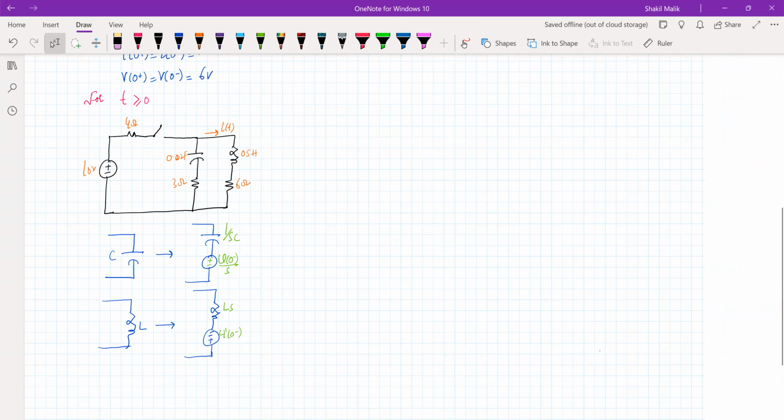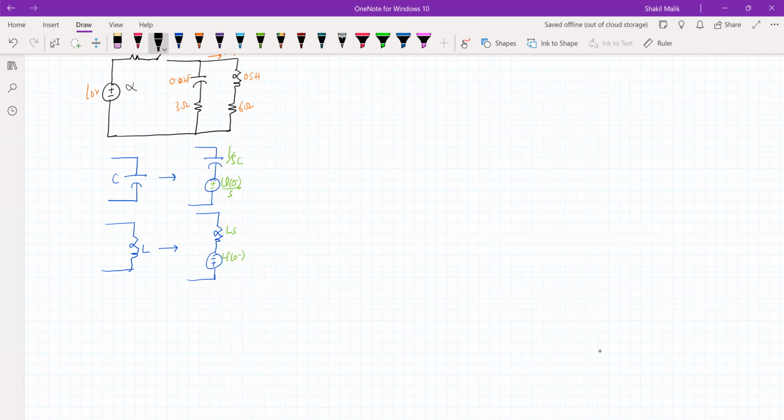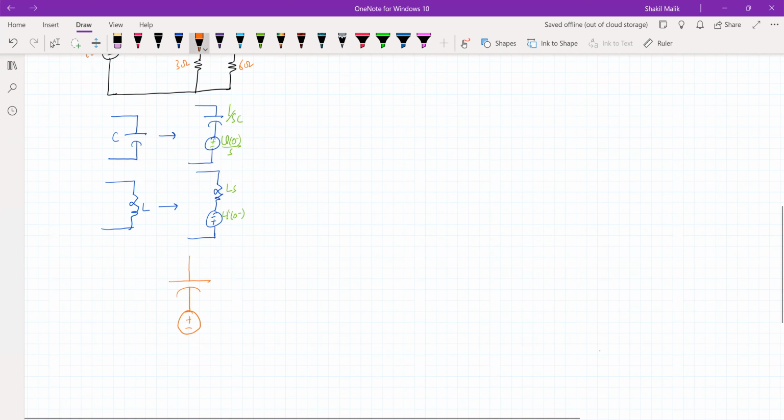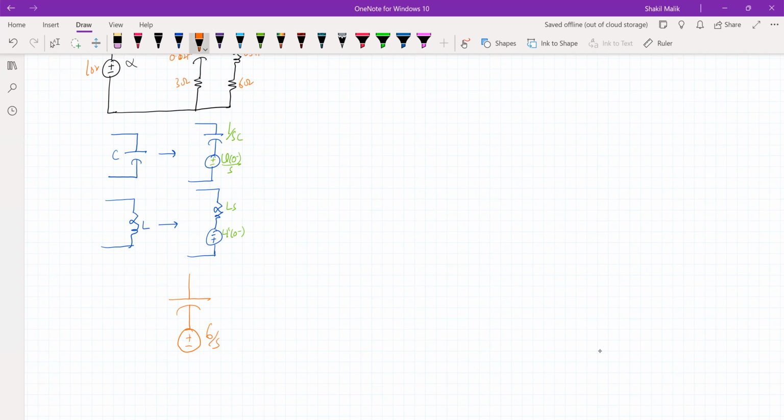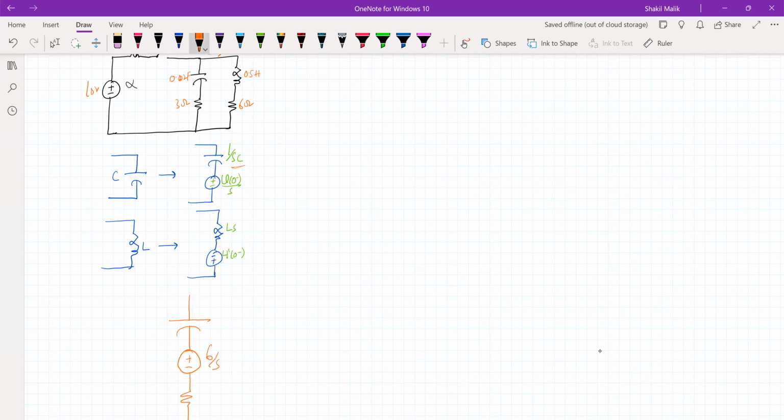So writing the equivalent circuit of this and avoiding this part here, because this has no role in the circuit now. To draw the equivalent circuit, we'll replace the capacitor by an impedance in series with a voltage source. The value of this voltage source is V0, V0 is 6, so 6 divided by S. Then there is a series resistor, and the value of 1 by SC here is simply 50 by S, because C is 0.02, and 1 by 0.02 is 50.